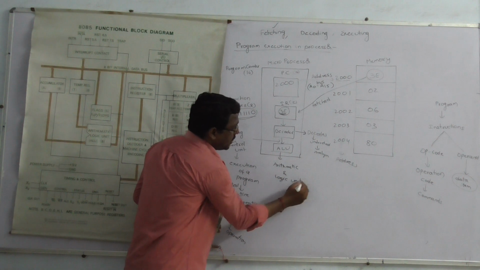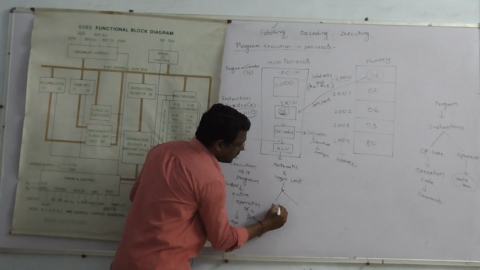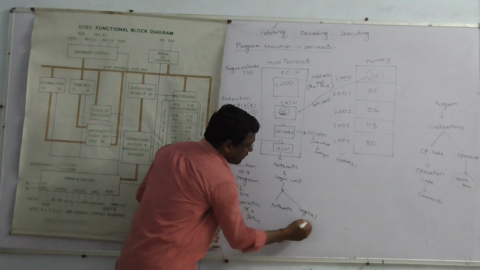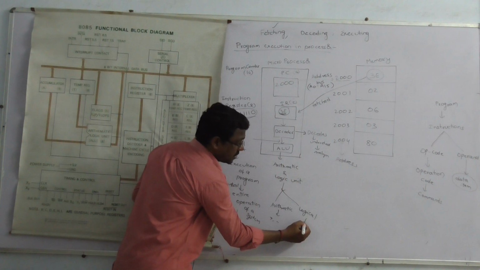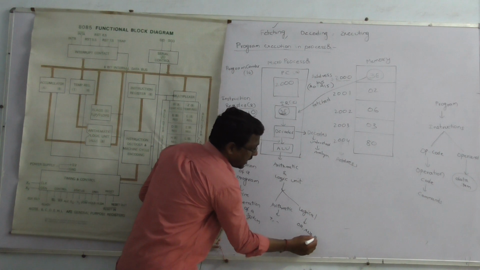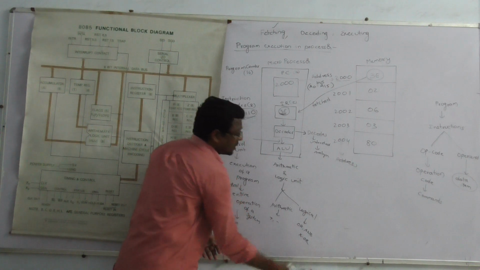It can perform the arithmetic operations and logical operations. Which are the arithmetic operations? Addition and subtraction are the arithmetic operations. The logical operations are AND, XOR and NOT. Those are the logical operations.